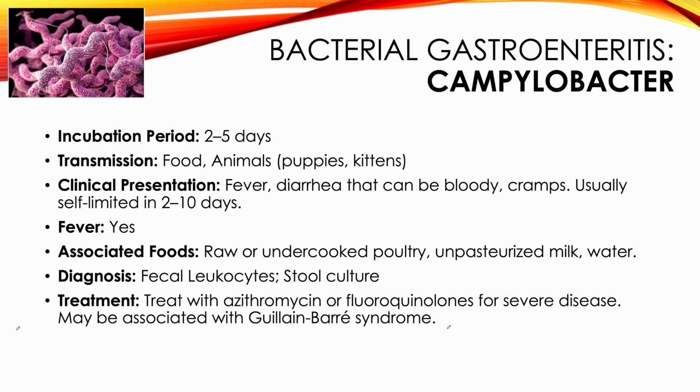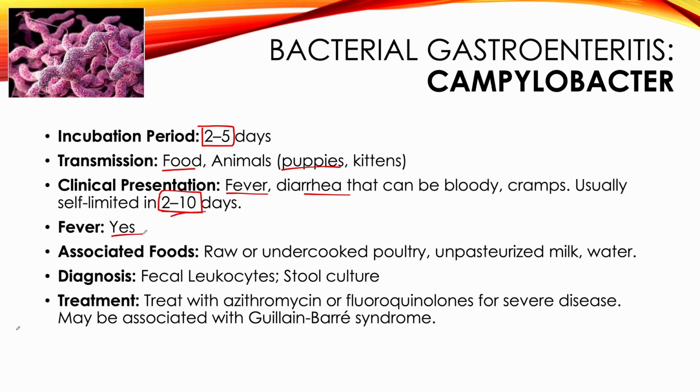Campylobacter is another bacteria that causes these things. Usually the incubation period is longer, 2 to 5 days before you start showing symptoms. This is, again, raw or undercooked poultry, unpasteurized milk, and contaminated water. Puppies and kittens can also carry Campylobacter. Little kids play with their new puppy, and they put their hands in their mouth, and they get contaminated. The patients usually have fever and diarrhea, which can be bloody, and it is inflammatory. It's usually self-limited, but not as quick as some of the other things. It can take anywhere from 2 to 10 days to get rid of.